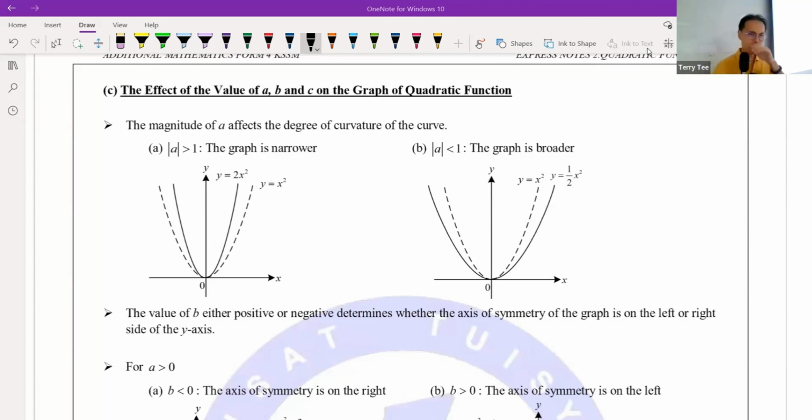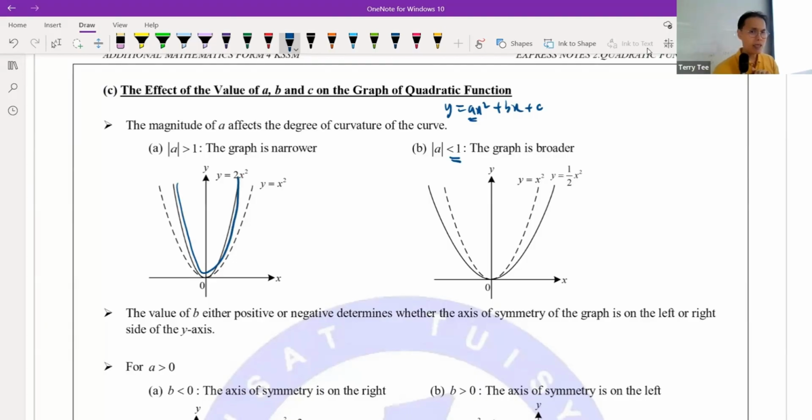Let's start with the basic stuff. If your A is more than 0, generally your quadratic function is in this form, and we know it's a smiley face graph. But the magnitude of A, if the magnitude of A is more than 1, the width decreases. If your A is less than 1, the width increases. Your A affects the width of the graph, or should I say it curves higher, faster.